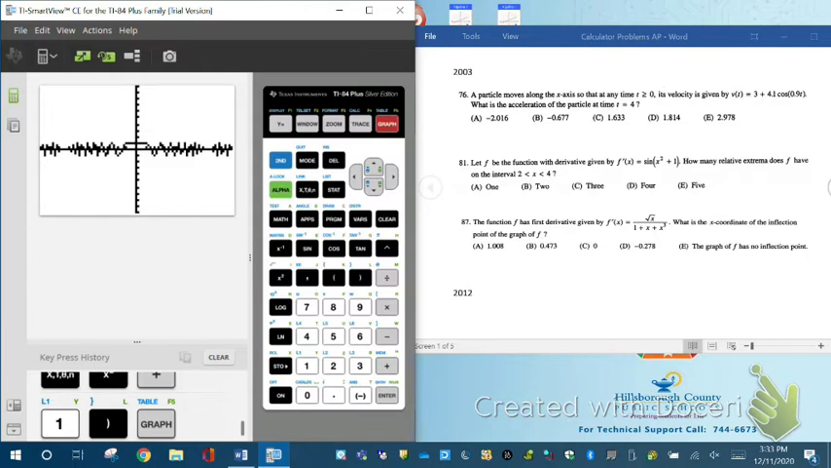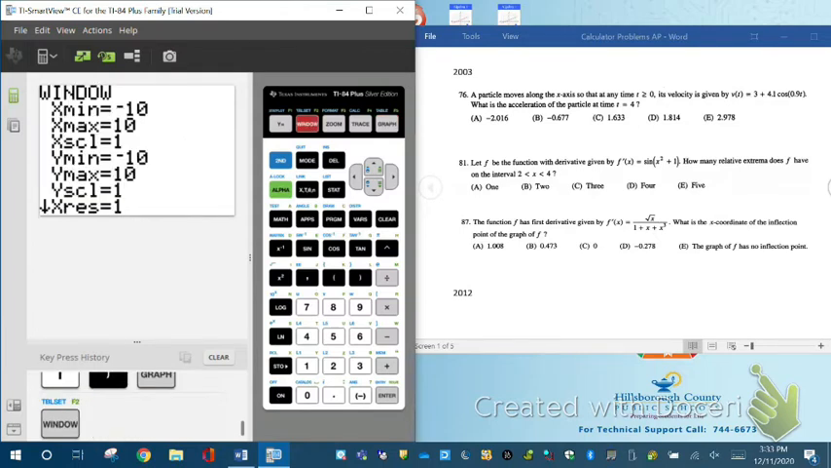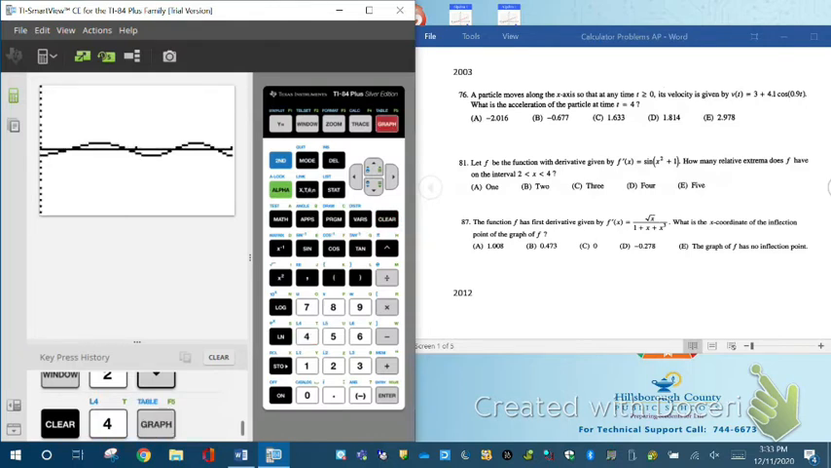So you have to change the window. Go to window and look just between 2 and 4. But after you do this, you're going to have to remember that you did this and change it back. And I just do that by hitting zoom 6. Okay, graph again. There we go.